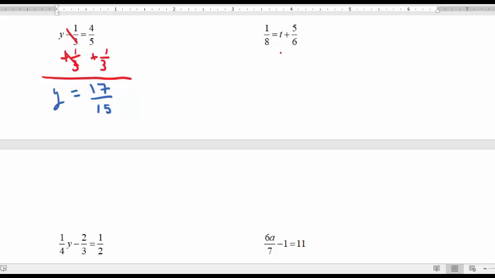And then in the one on the right, what's being done to the t? You're adding 5/6. So to undo adding 5/6, you would just subtract 5/6. Right? So on the right, you have your cancellation. And now on the left, you have 1/8 minus 5/6. So the LCD here would have been 24. So you would have had 3/24 minus 20/24 is negative 17/24. So these are just your one-step equations, so they're not too bad at all.